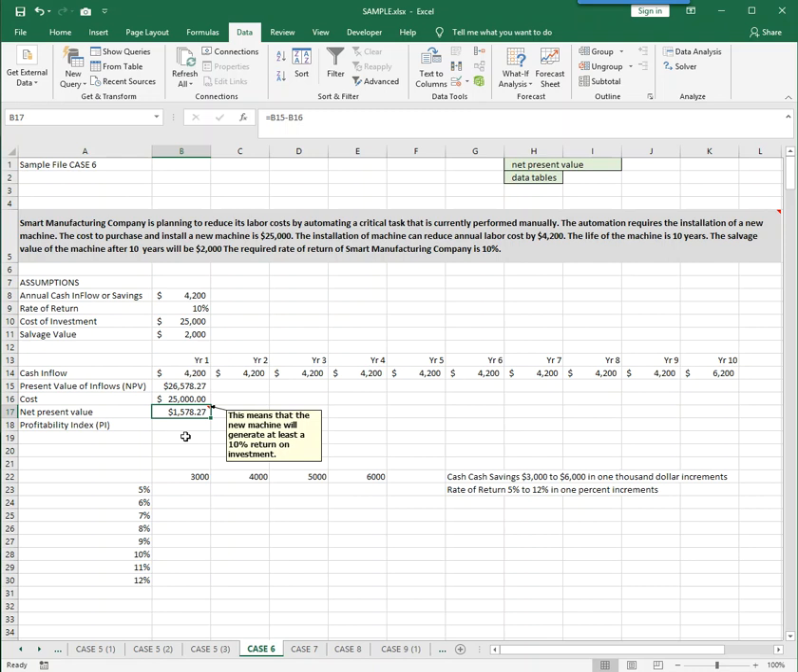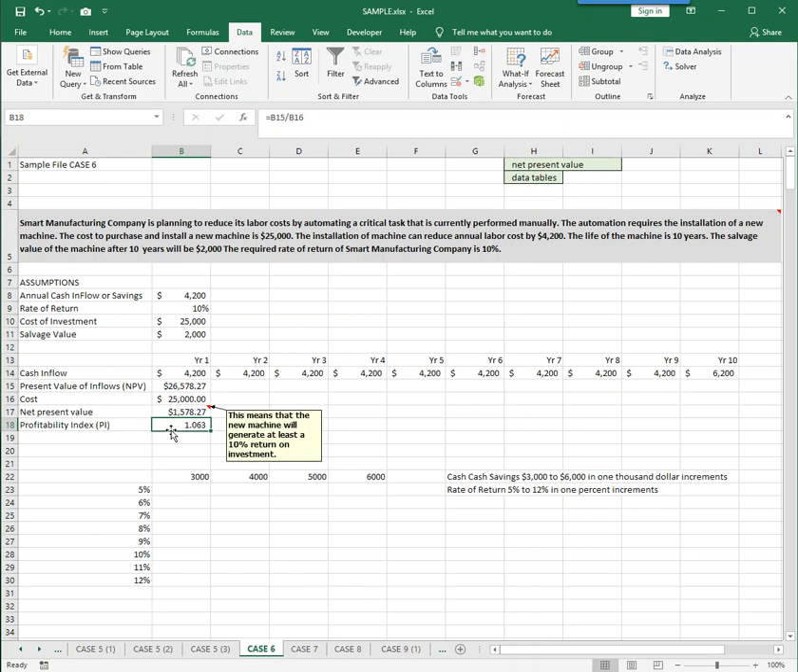But because the net present value in dollars is greater than 0, then that means the rate of return on investment will be met. The other way of looking at it is in a ratio format. So you take the present value of inflows divided by the cost. So if the two numbers are the same, the profitability index is exactly 1. If the profitability index is greater than 1, again, that means that the rate of return on investment is greater than the 10% that was used in the original calculations.